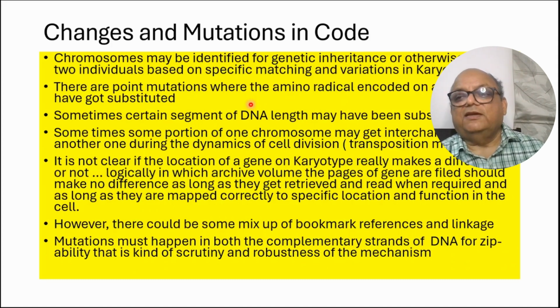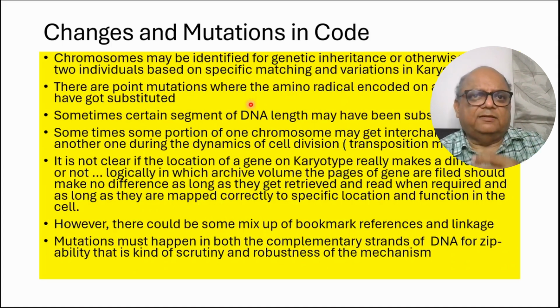So something which has to be validated for being a valid change has to happen on both the matching strands identically, so that they remain compatible and re-zipping can still happen. Now, this is a kind of per force scrutiny, and this is what provides a lot of robustness to the mechanism. Okay.